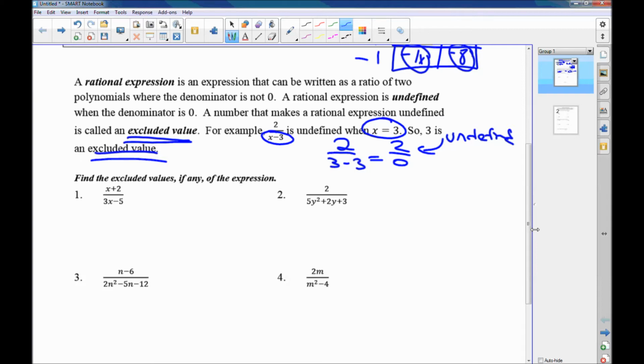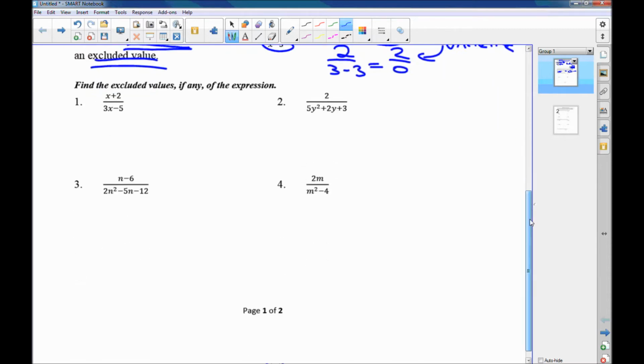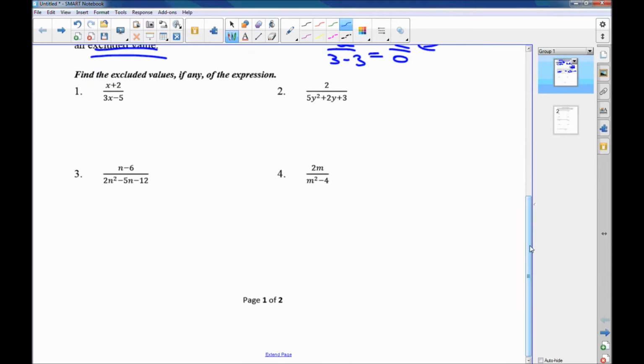All right, so the first direction says find the excluded values of each expression. Okay, so we want to look at each expression and decide if any of those have excluded values. Well, the only thing that could make excluded values is the denominator. So we never want the denominator to become 0. So all we have to do is take our denominator, set it equal to 0, and solve it.